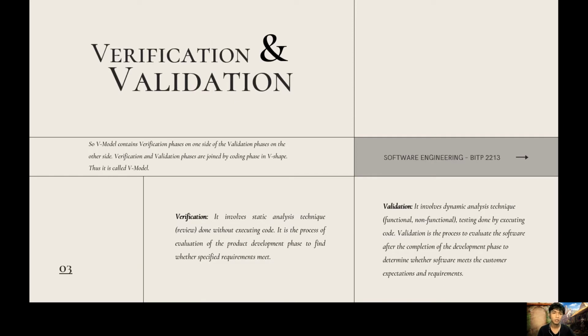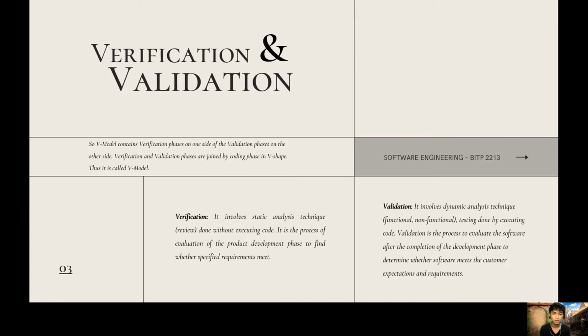Okay, next we go to the verification and validation. So the V model contains the verification phase on this one side and the validation phase on the other side. The verification and validation phases are joined by the coding phase in a V shape. Thus, it is called the V model.